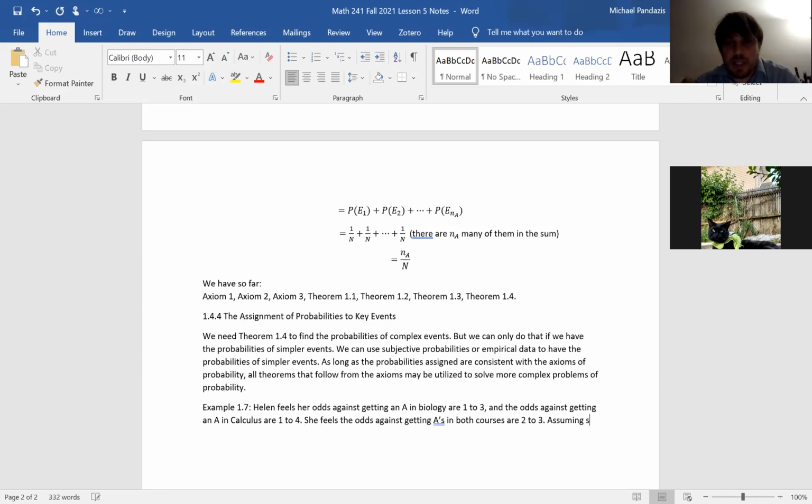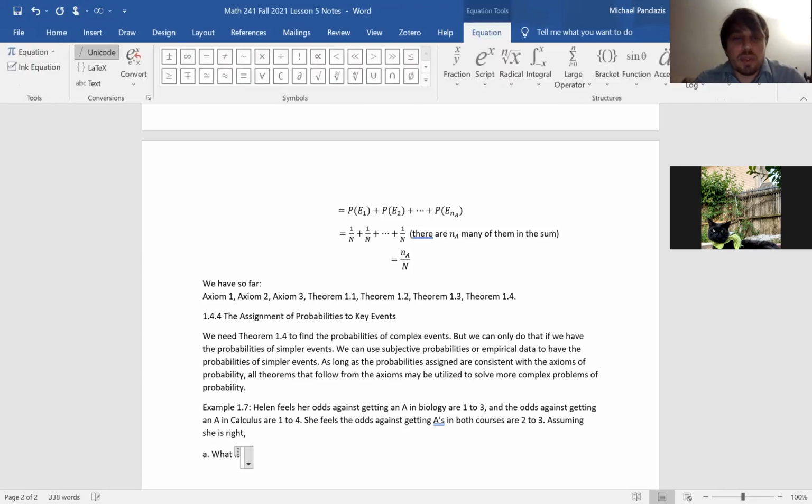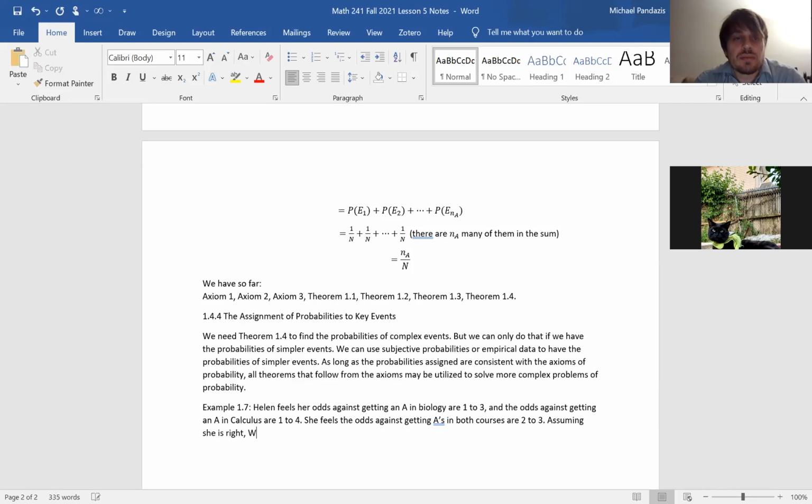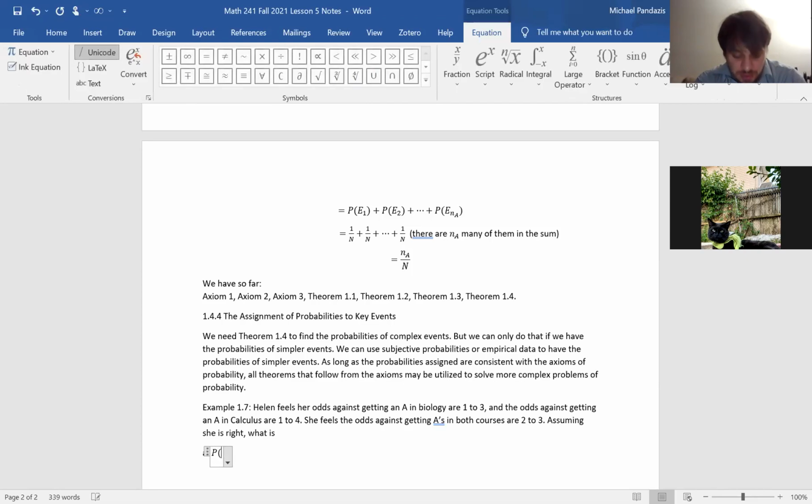Assuming she is right, what is the probability? So assuming she is right, what is the probability that Helen will get at least one A?